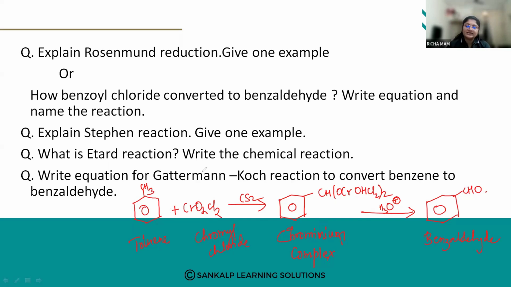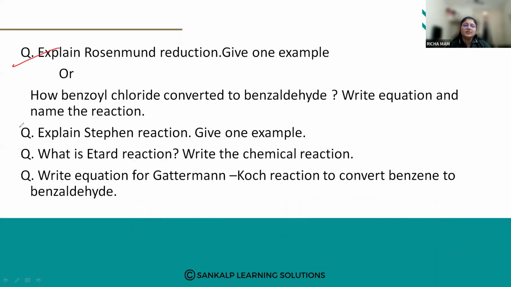Either like this they will ask you, or they will ask, how do you prepare benzaldehyde from toluene by Etard reaction? Give the equation. Like this they can ask. So this is asked directly, or in a twisted manner with an example. Again, a 2-mark question. All the name reactions are very, very important.